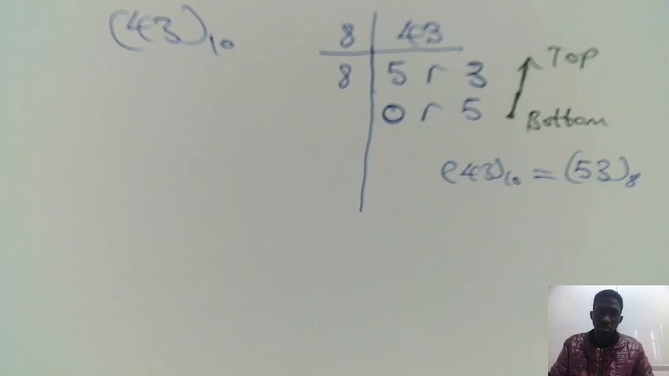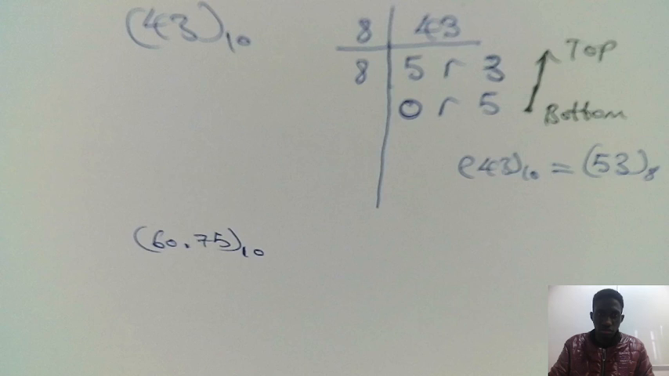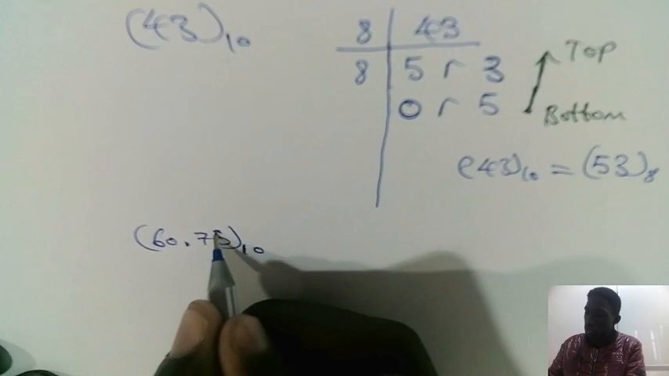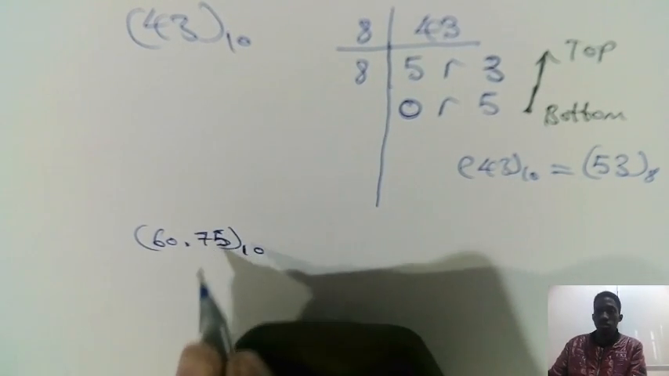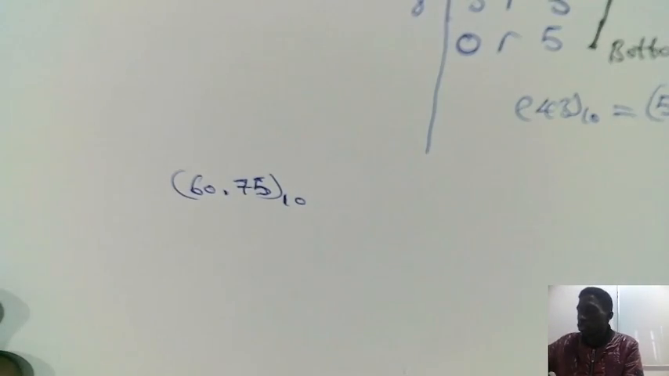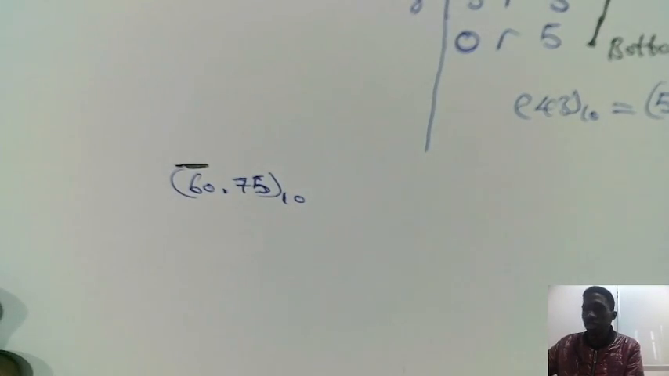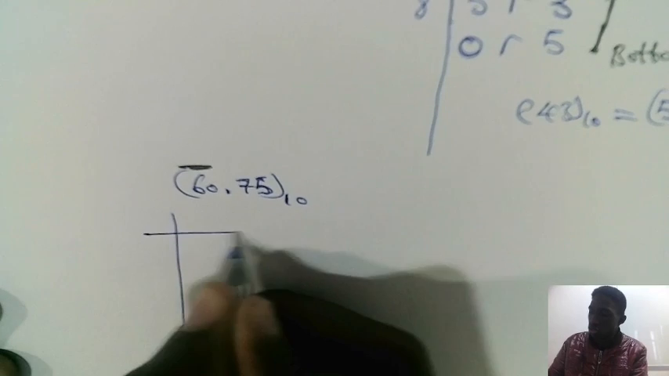Now we move to the next example, where we have 60.75 in base 10 to a number in base 8. Now we use the same procedure, same method that we use in base 2. We first of all pick out the whole number part, that's 60, and convert it to a number in base 8. Let's run through that.